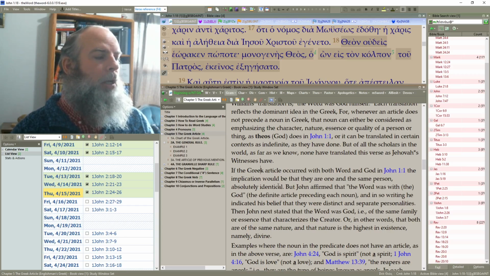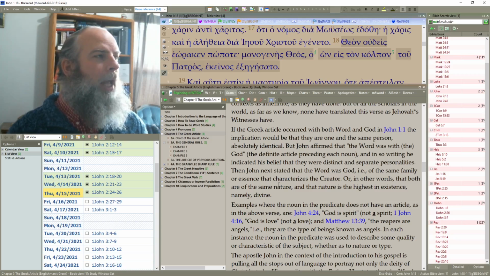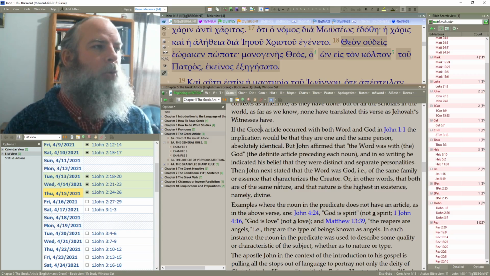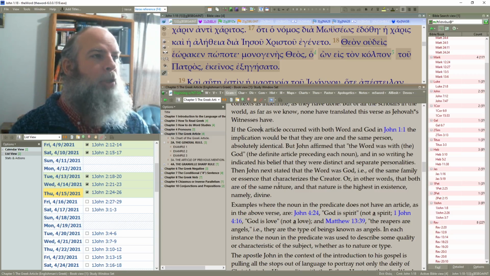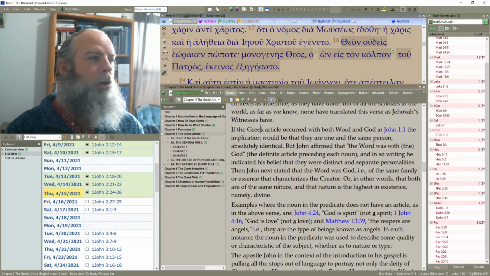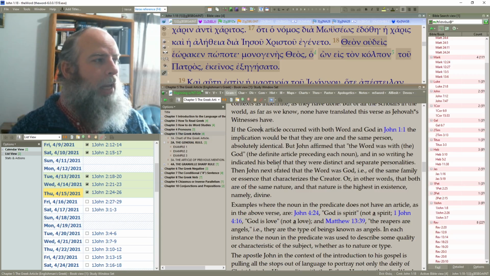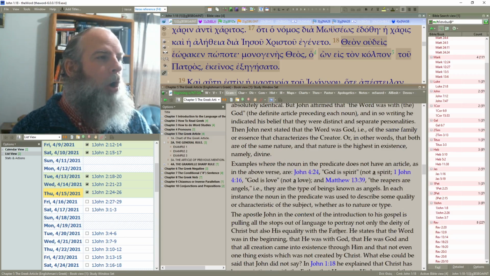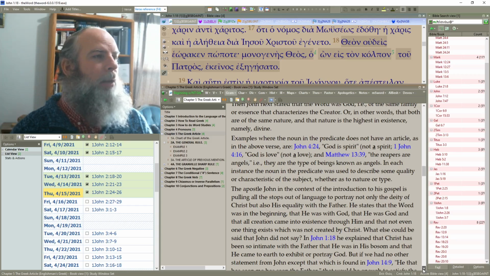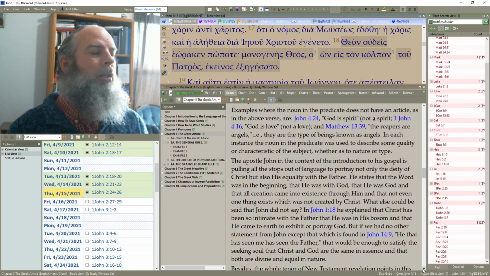If the Greek article occurred with both Word and God in John 1:1, the implication would be that they are one and the same person, absolutely identical. But John affirmed that the Word was with the God, with the definite article preceding each noun, and in so writing, he indicates his belief that they were distinct and separate personalities. Then John next stated that the Word was God, that is, of the same family or essence that characterizes the Creator, or in other words, that both are of the same nature, and that nature is the highest in existence, namely divine.